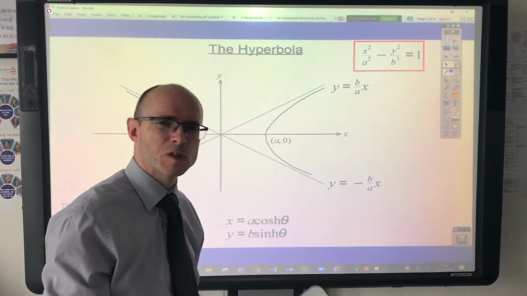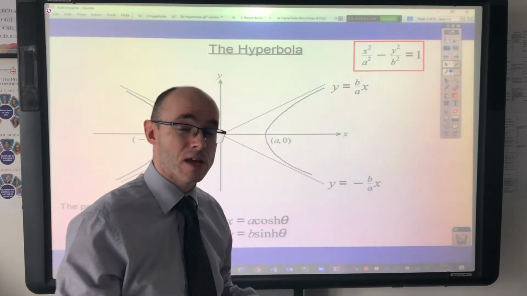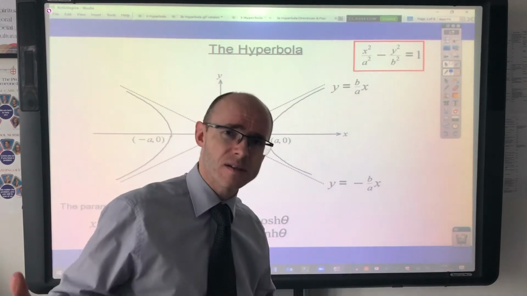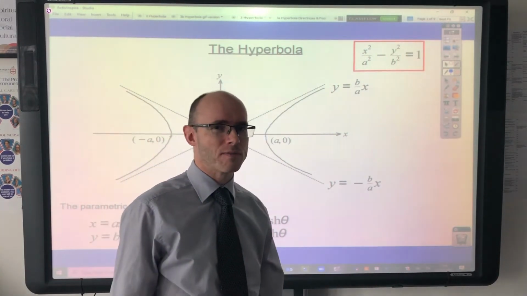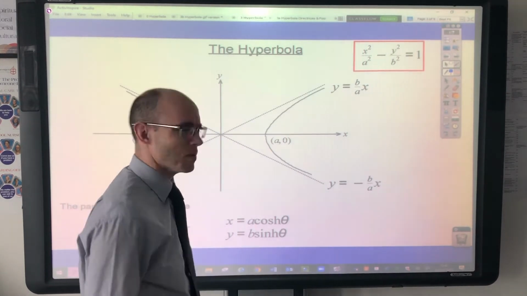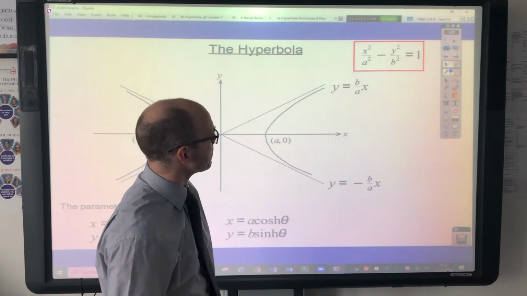Just another one of those small reasons why I prefer hyperbolic functions, if I'm honest, to trigonometric functions. Don't get me wrong, trigonometry is a blast. I love trigonometry, but hyperbolic functions just edge it for me. Anyway, I'm not talking about that. I'll be going off on a tangent.